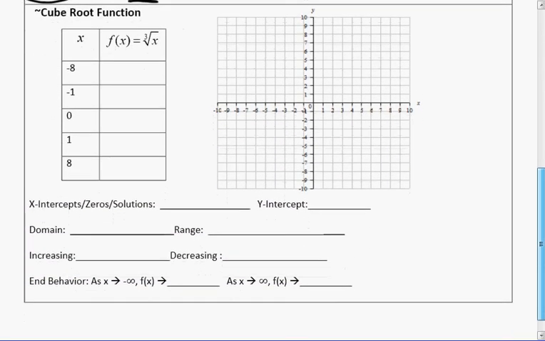All right, real quick, we'll go through and do the same thing with the cube root function, and then we'll talk about the basics of transformations on both of these.